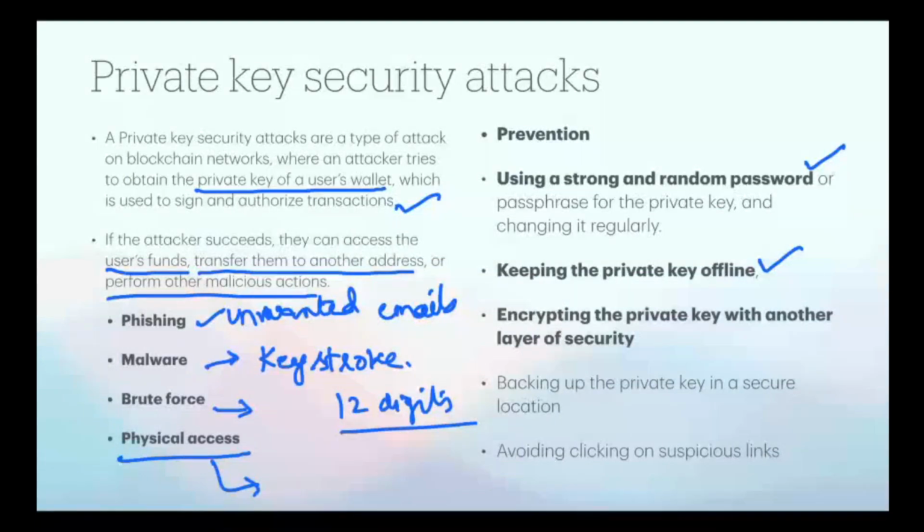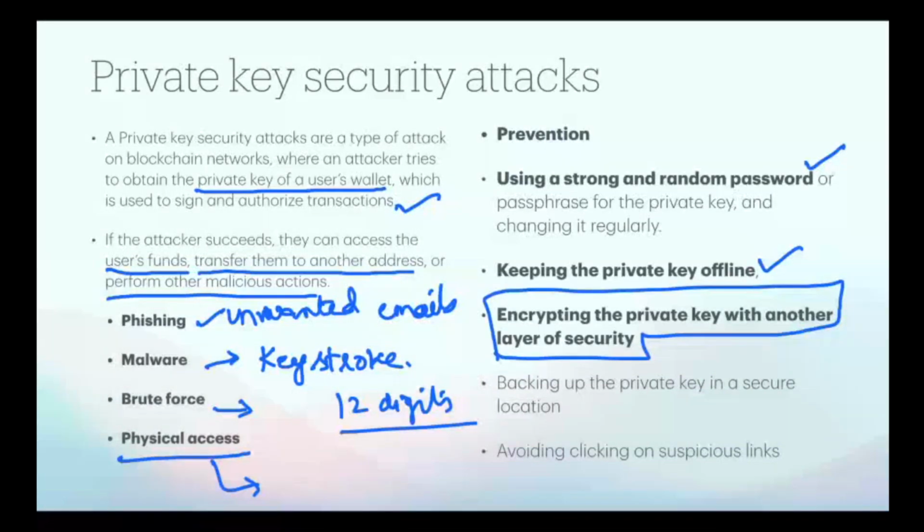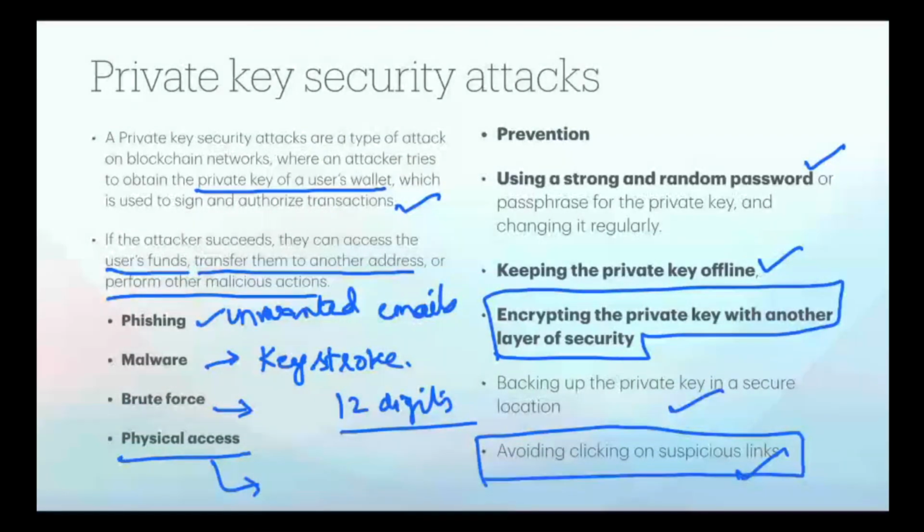Encrypt the private key with another layer of security, so that whenever someone wants to take it, they have to input another key to get into this private key. Back up the private key in a secure location and avoid clicking on suspicious links. This is very important. Whenever you do something, avoid clicking on suspicious links. In these ways, the private key security attack can be prevented. So that is the next kind of attack.